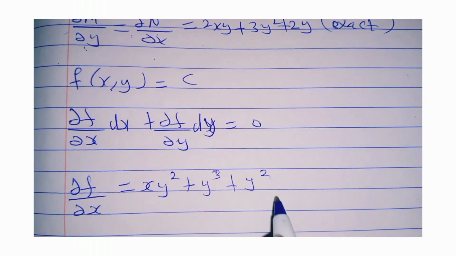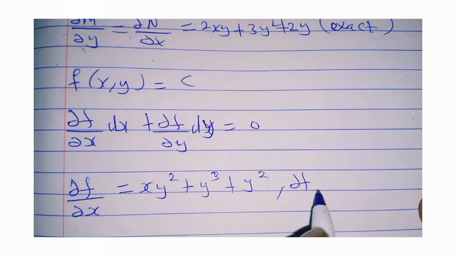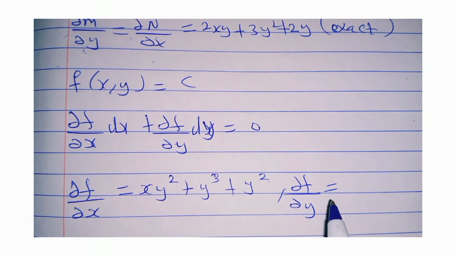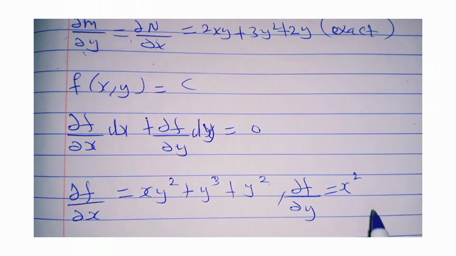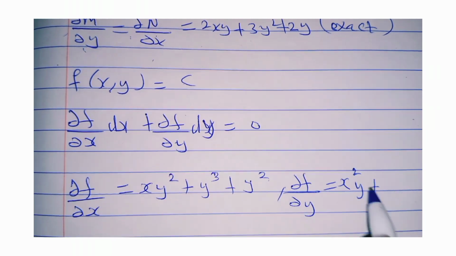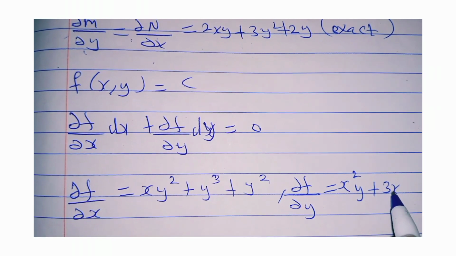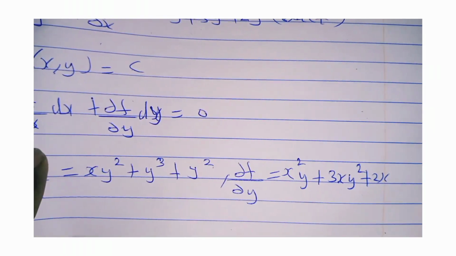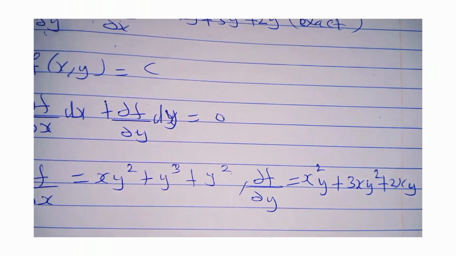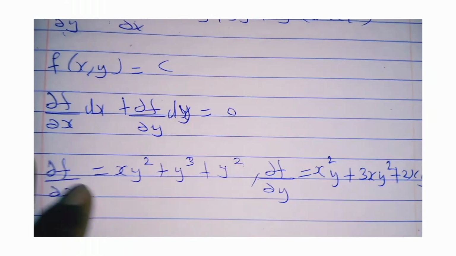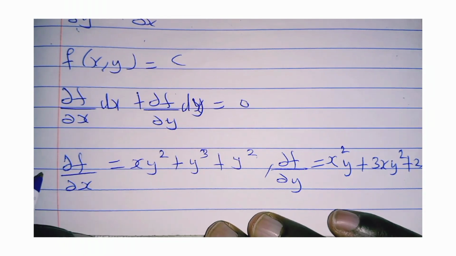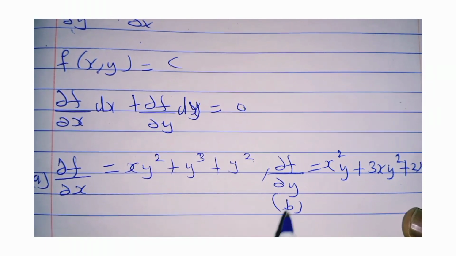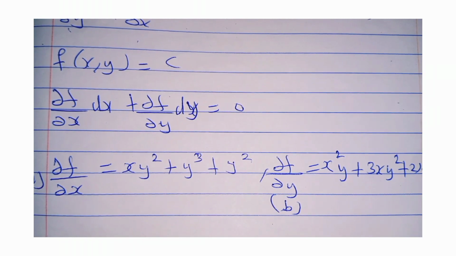So after comparing, ∂f/∂y is also equal to x squared y plus 3xy squared plus 2xy. Now from this one, you can call this equation A, and this other one equation B. We are going to integrate equation A.